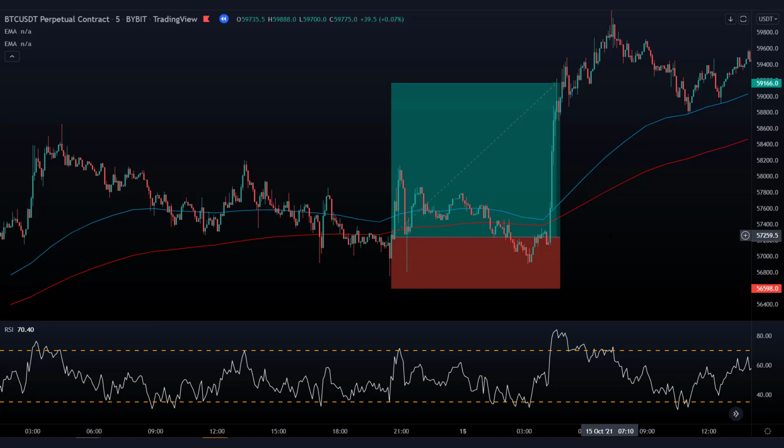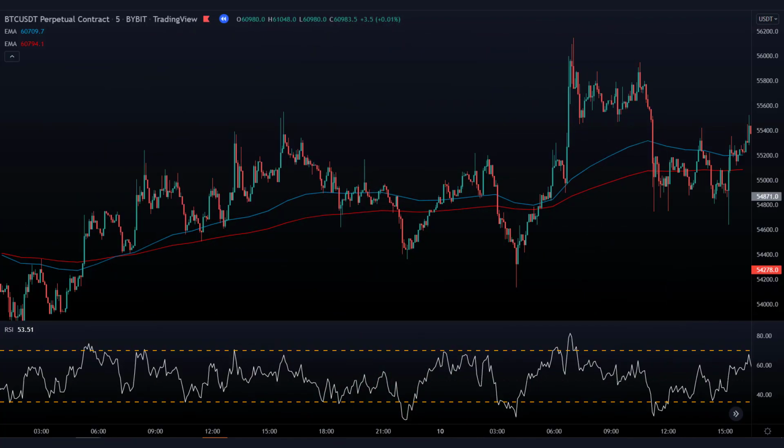I'll immediately show you another example. And stay with me until the end because it gets much better. We give another example of a long position. We run through the rules one by one.